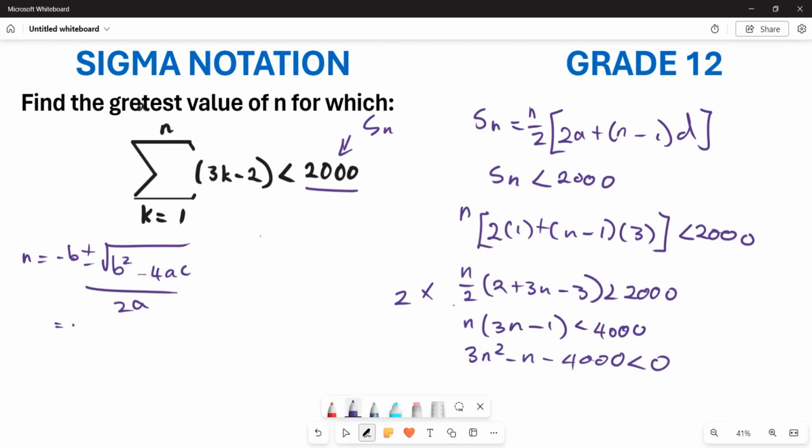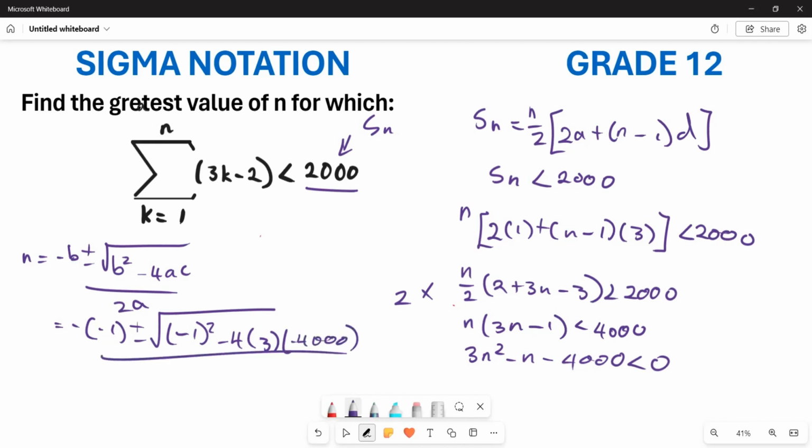Now, what is going to be that? The negative b is going to be negative into negative 1, plus minus the root of your b squared. Your b is given by negative 1, so this is going to be negative 1 squared subtract 4, and then your a is given by 3, and your c is given by negative 4,000, close bracket. This is going to be over your 2 into 3, right? And the value of your n, let's plug in our calculator now and see.